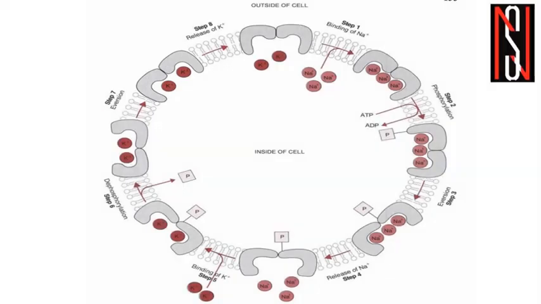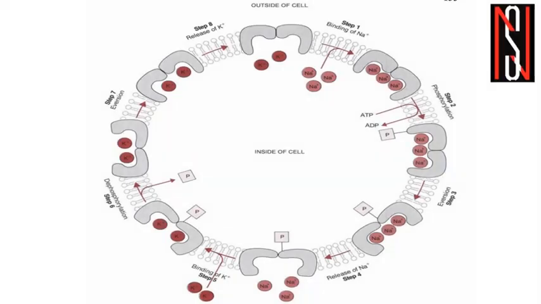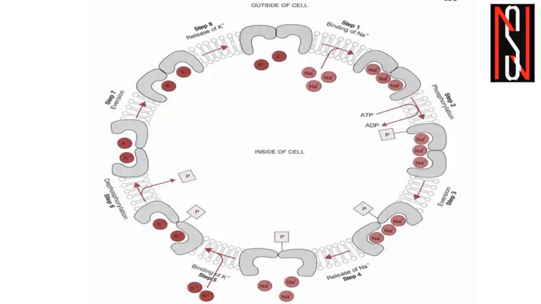Now when the pump is open towards the inside of the cell, the potassium ions which were bound will not be bound strongly as before, and then the potassium ions will be released inside of the cell. Thus, the pump returns back to its initial state where it will again take 3 sodium ions, and this catalytic cycle goes on. So this is the way the sodium potassium pump works, and this is the detailed mechanism that I have tried to explain to you.